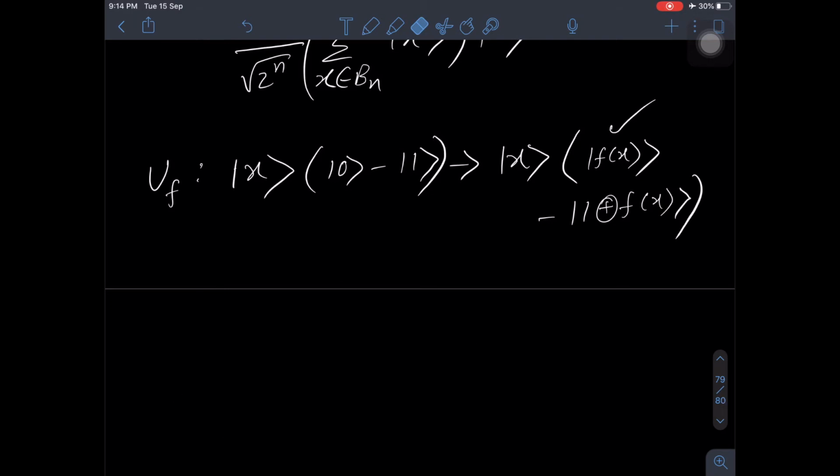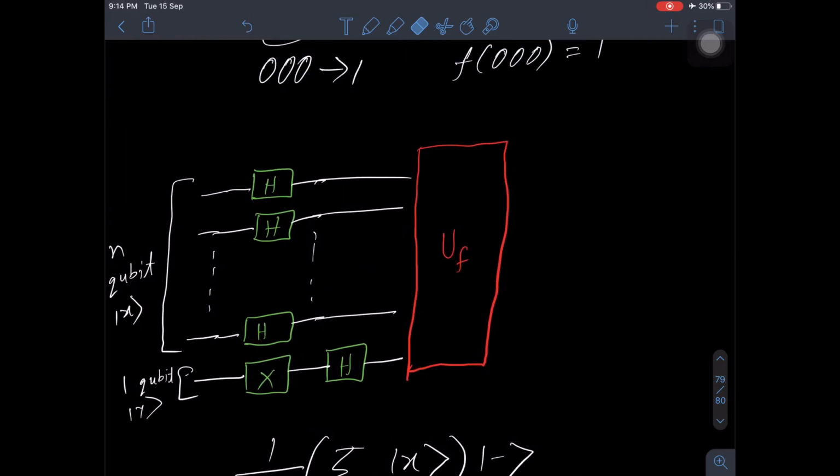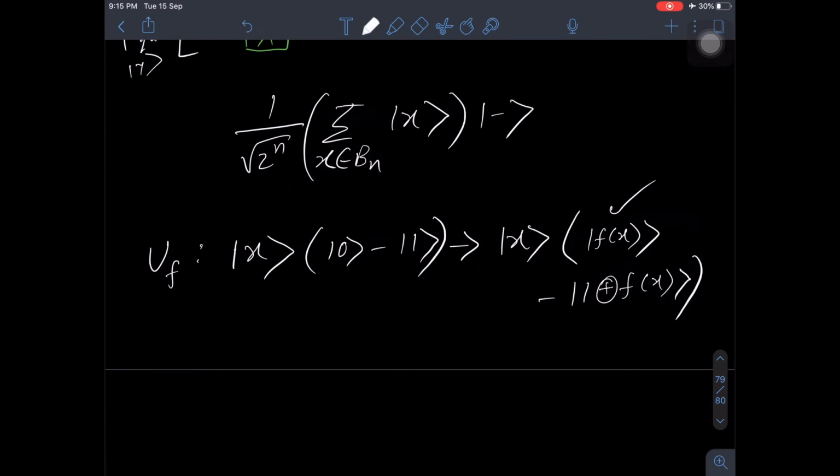So what we did is that we turned it into equal superposition after the green gates, and then we made it go through the red box, which is the oracle, or the black box that we are trying to find out whether it's balanced or constant. Okay, so what happens next?